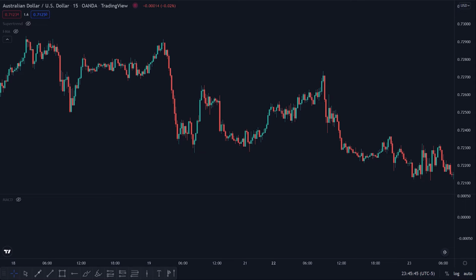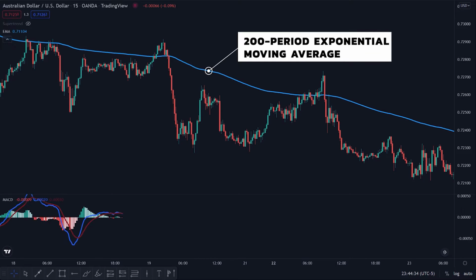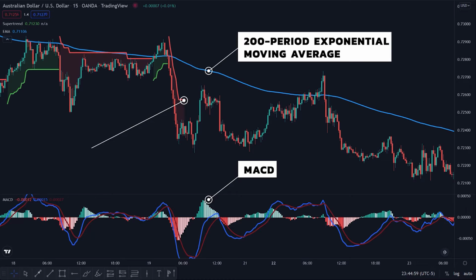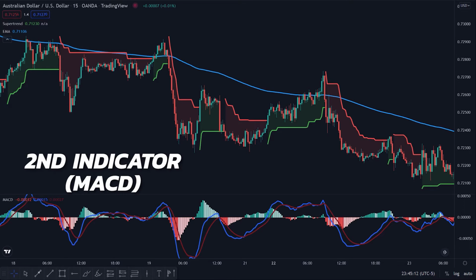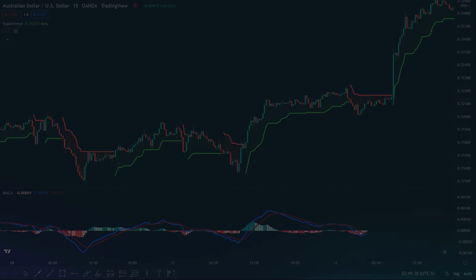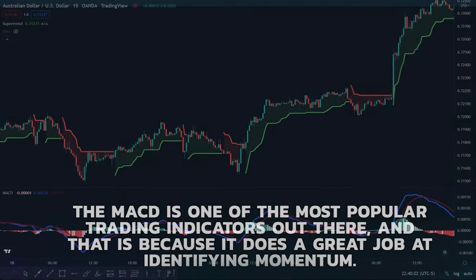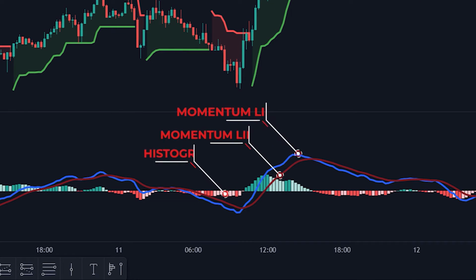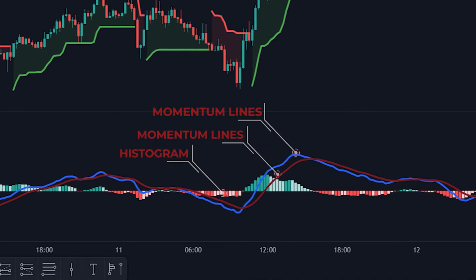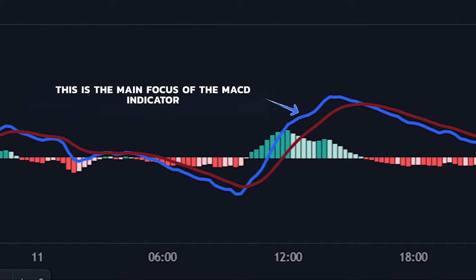The 3 indicators we're going to use with this strategy are the 200-period exponential moving average, the MACD, and the actual super trend indicator. Now, moving on to the second indicator. The MACD is one of the most popular trading indicators out there, and that is because it does a great job at identifying momentum. As you can see, this indicator is composed of 3 parts, 2 momentum lines and this histogram. The blue line on the MACD moves faster and is more sensitive to price changes. This is the main focus of the MACD indicator.